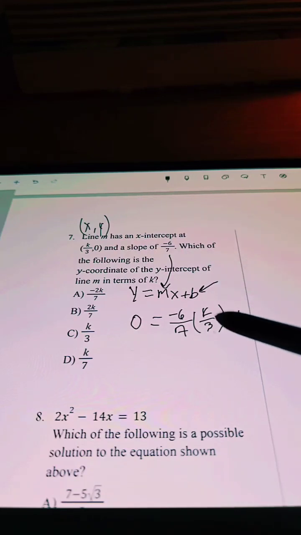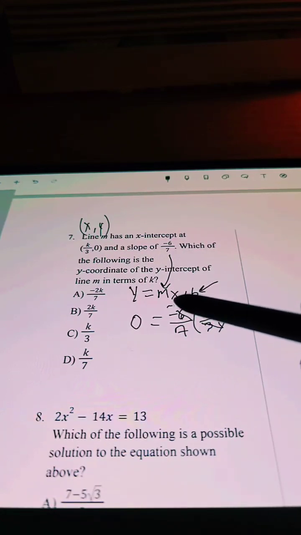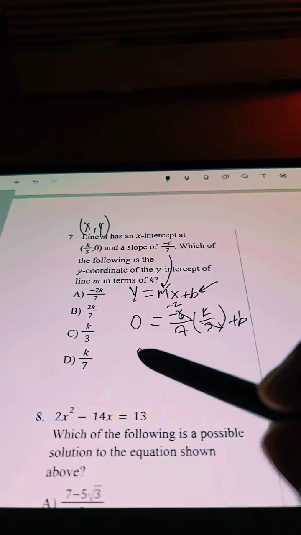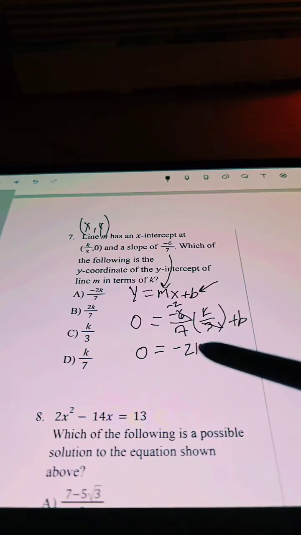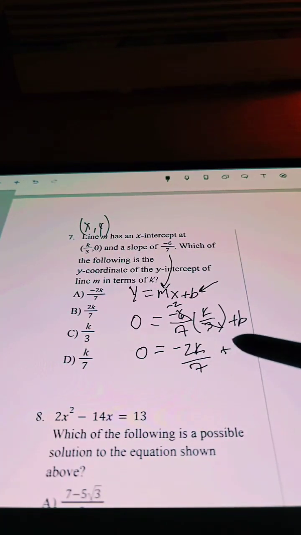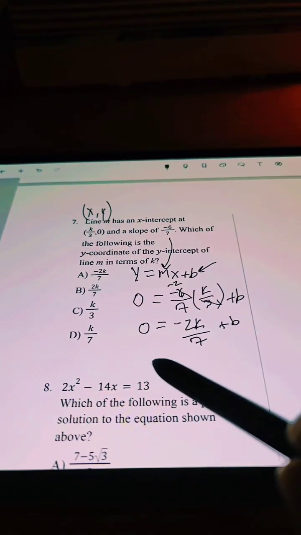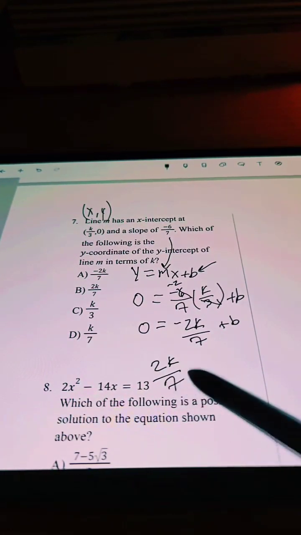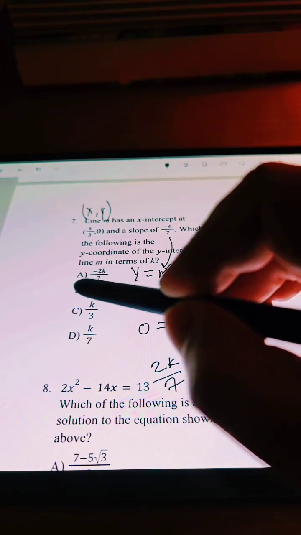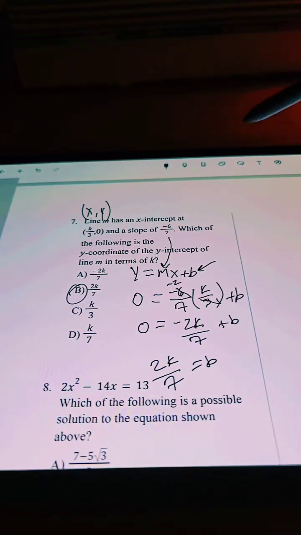And then now I just need to cross cancel. 3 goes into 3 one time. It goes into -6, -2 times. So then I have 0 is equal to -2k over 7 plus b. I want to solve for b, so I'm going to add 2k over 7 to each side. So then that's going to give me 2k over 7 is equal to b. So the answer should be b.